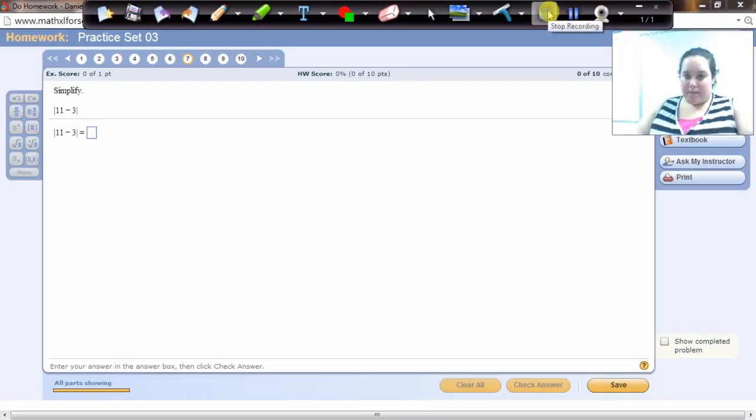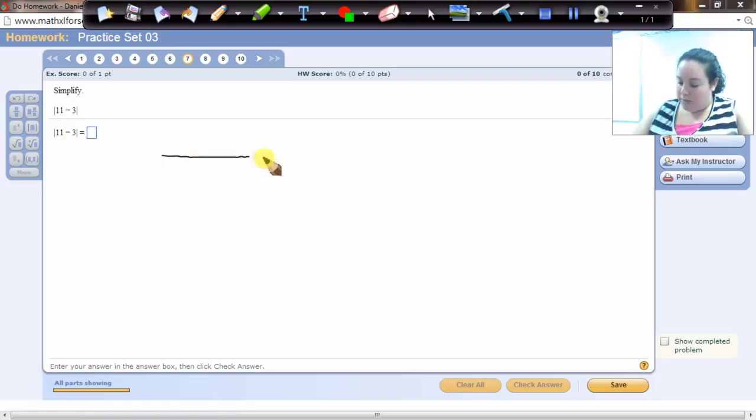Let's review absolute value a little bit. I'm sure that you remember you would work inside the absolute value bars first, treat them like parentheses, subtract, make it positive, right? But let's think about what this means. This absolute value is the distance of a number from 0.